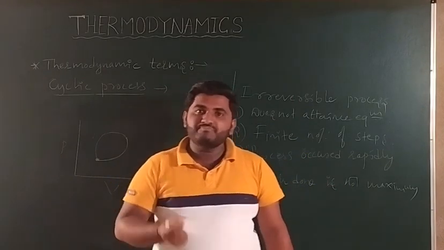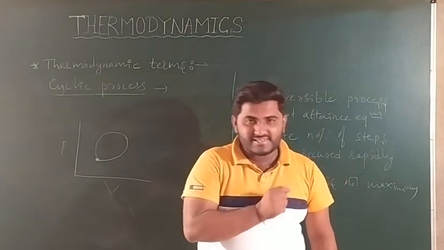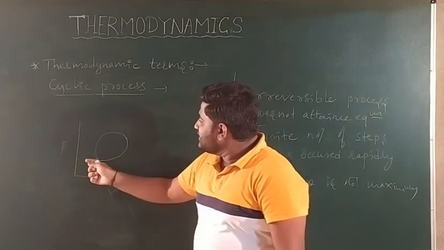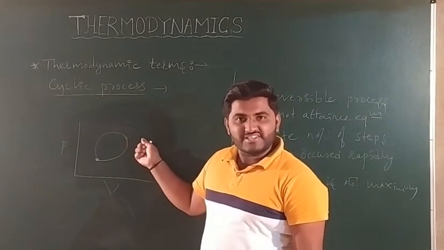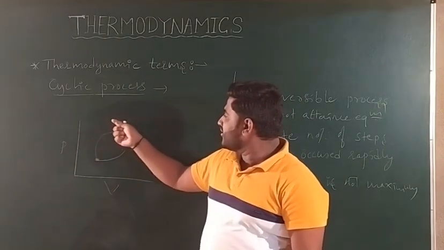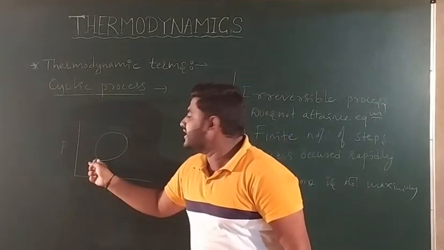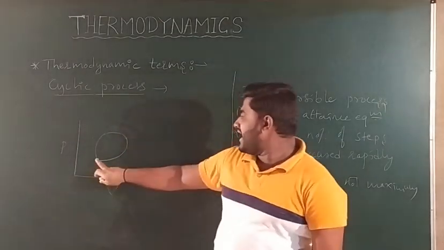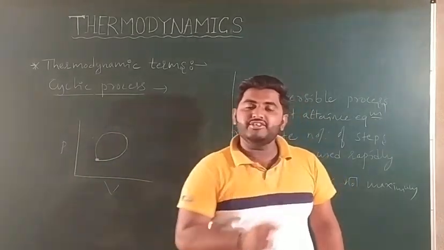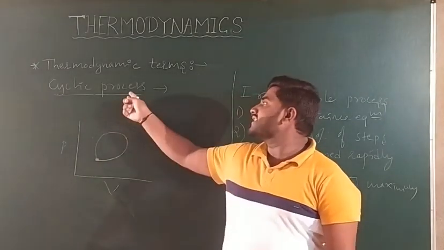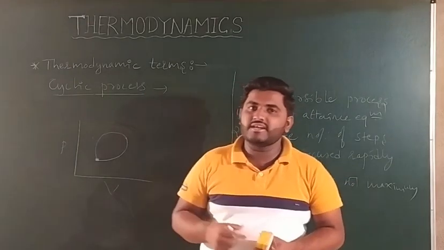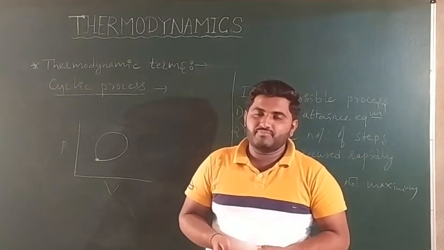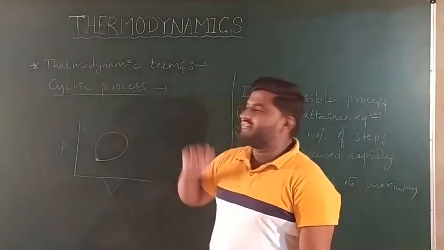Then how to define it? A cyclic process is a process during which the system undergoes a number of changes, again returns to the same position. Again comes back to the same initial position. Such processes are called cyclic processes. I hope you understood. This is the 7th process.